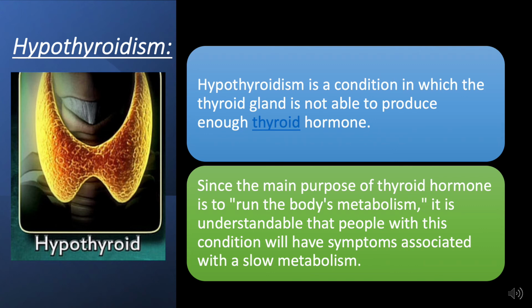Hypothyroidism. Hypothyroidism is a condition in which the thyroid gland is not able to produce enough thyroid hormone. Since the main purpose of thyroid hormone is to run the body's metabolism, it is understandable that people with this condition will have symptoms associated with the slow metabolism.